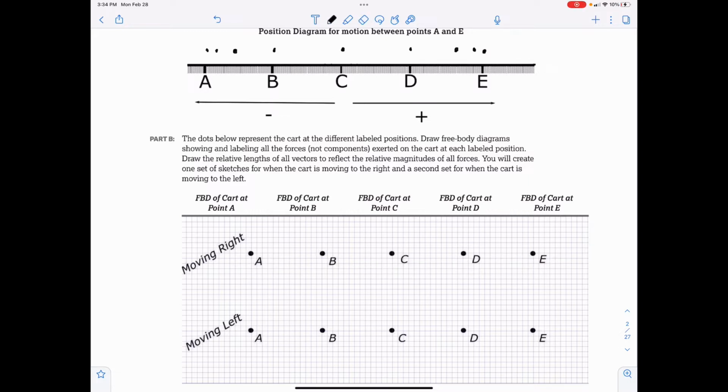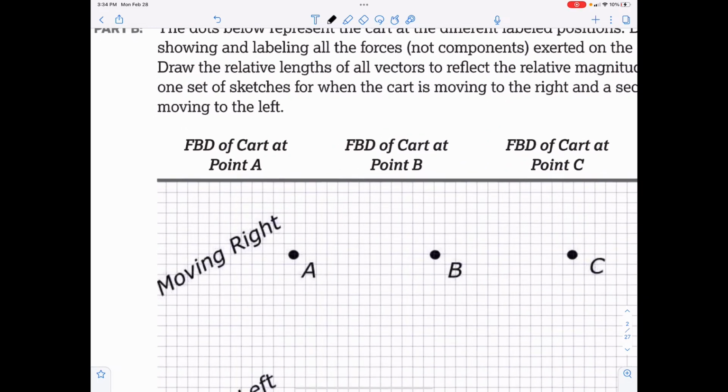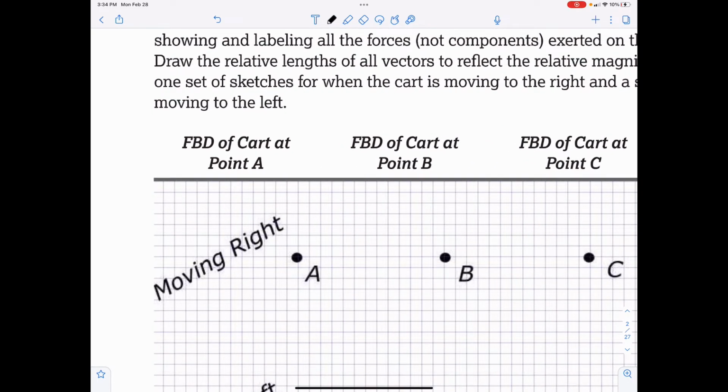So when the cart is at point A, one thing to consider that's true about all these points is that the weight of the cart balances the normal force from the surface, and that will never change. So I'm going to go ahead and draw an arrow that's 4 units down. Okay, now that's going to be F sub G. I'm going to draw another arrow 4 units up. There's my normal force. You could write N or you could write F sub N. Either one is fine.